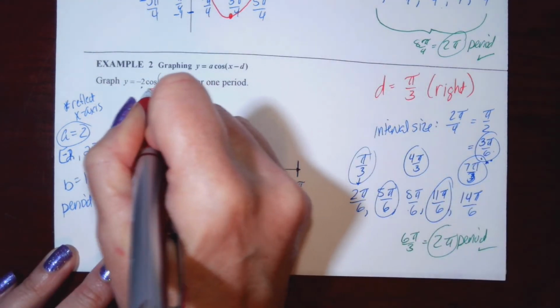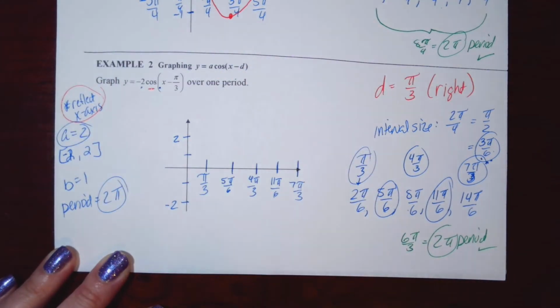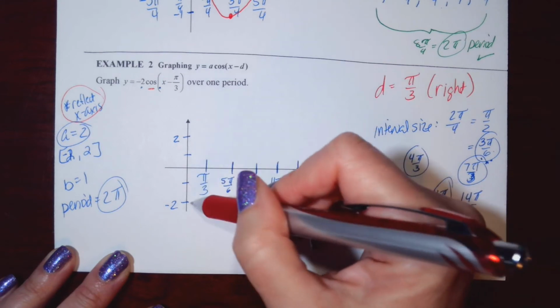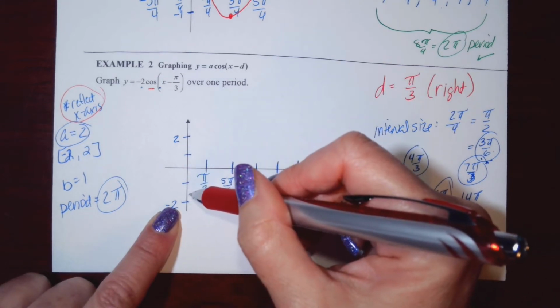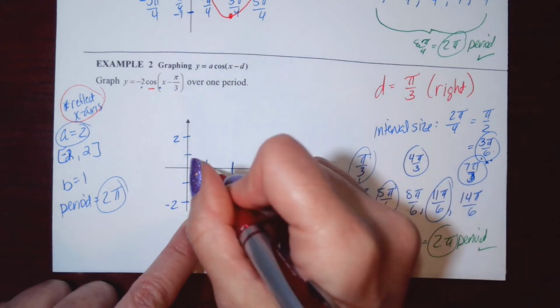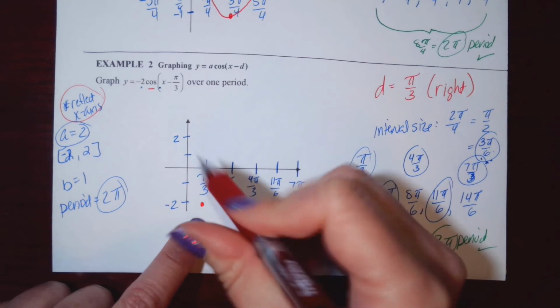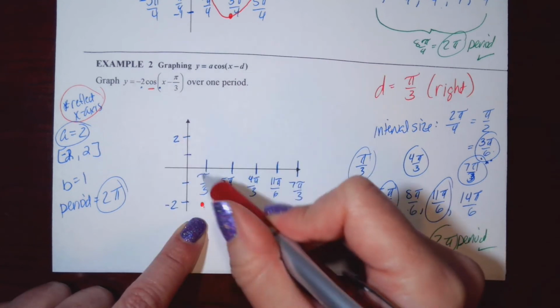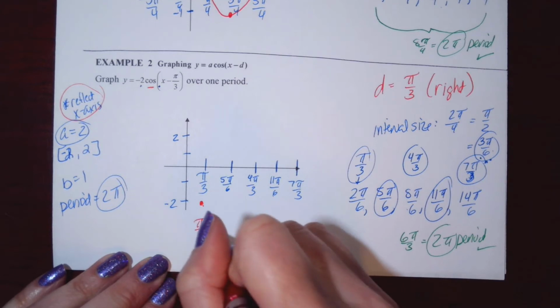Well, we're graphing cosine. Cosine starts at peak, except this is negative cosine. So instead of starting at peak, we're starting at trough. And my first point is not on the y-axis. I have a phase shift. My first point is over here at positive pi thirds. So negative cosine starts at trough. My first point, because of my phase shift, is at pi thirds, negative 2.